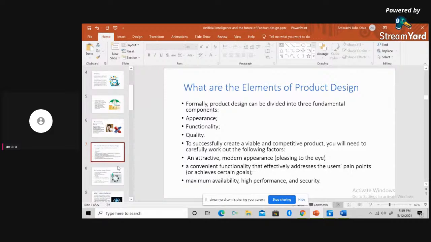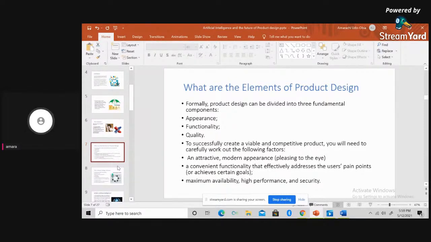So either way, it doesn't matter how much you put in there, the quality is already bad. Okay. So to successfully create a viable and competitive product, you will need to carefully work out the following factors. Number one is something attractive. Your product has to be attractive. It has to be modern. It has to be pleasing to the eye. That's all about it being attractive.